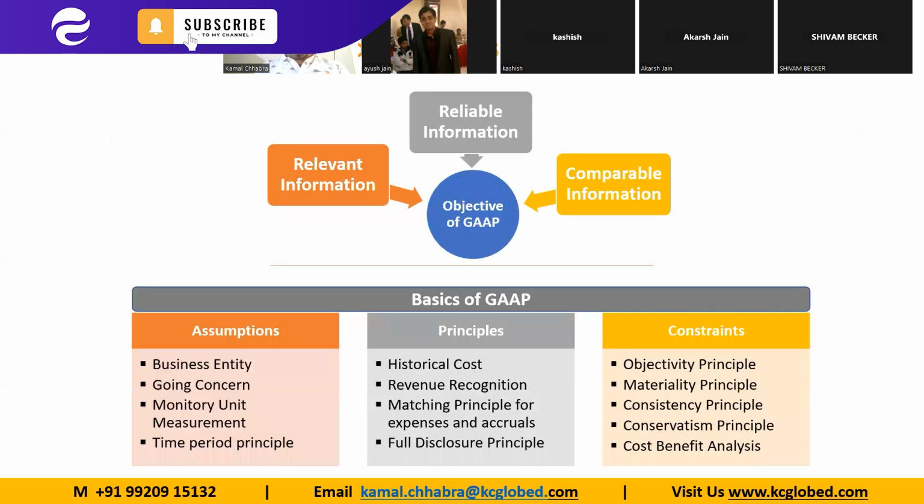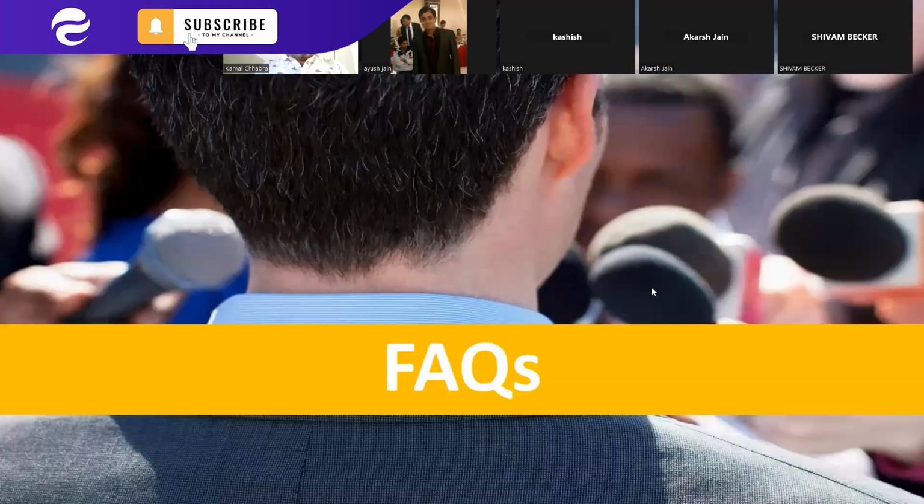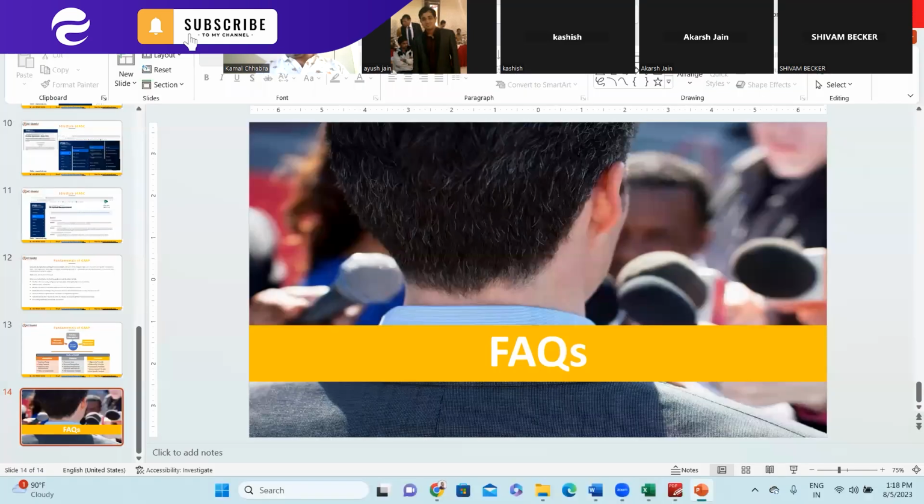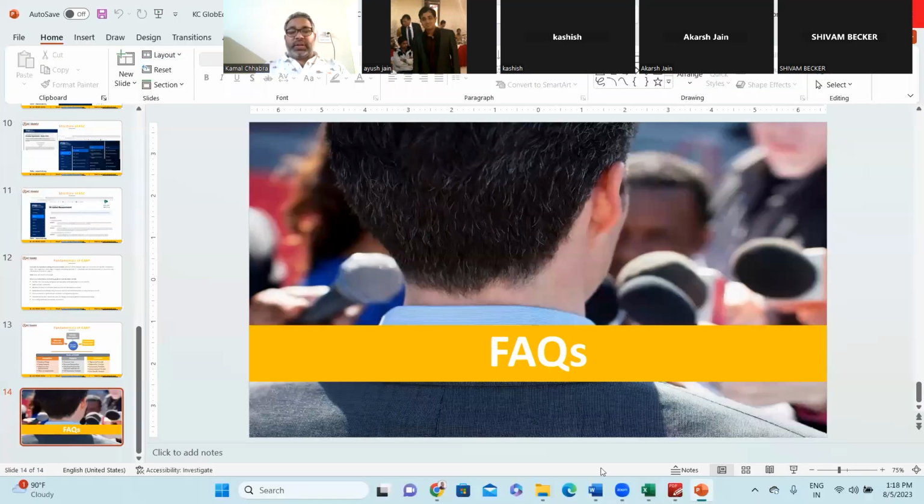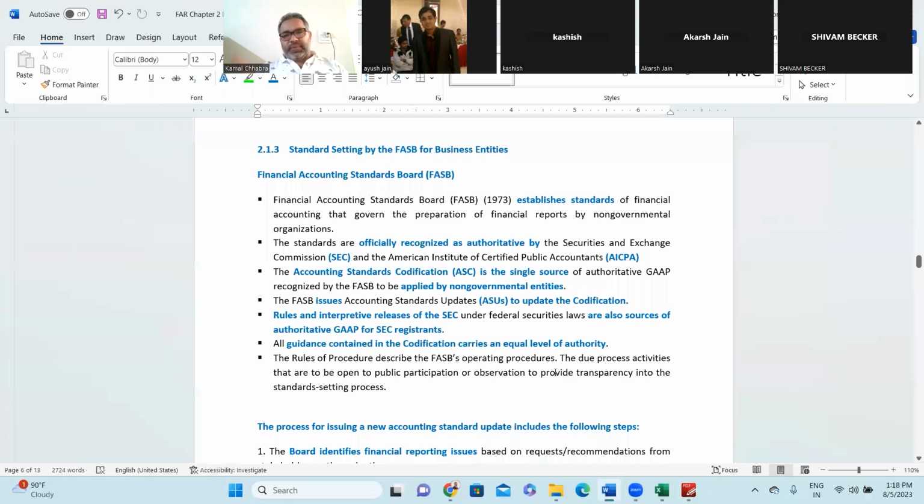So like we were discussing in the morning, the objective of GAAP is to give you relevant information, reliable information and comparable information. And the basis of GAAP is the assumptions. This we will be discussing. Principles and constraints also we'll be discussing today in detail. The objective of taking you through this presentation is just to remind you what we studied earlier, so that this is almost the same as what we studied in the very first class.